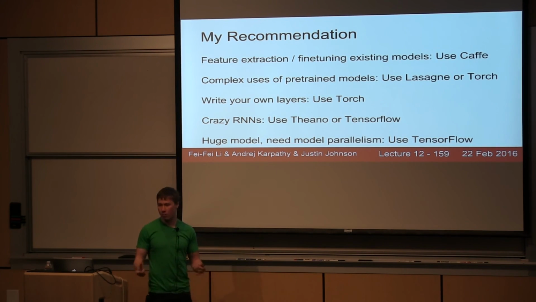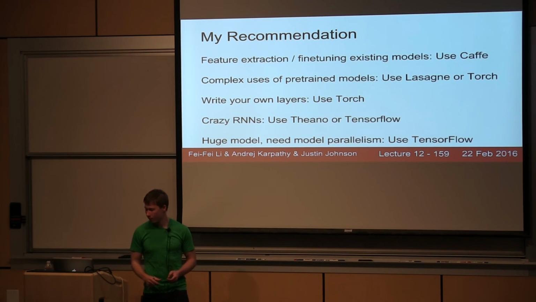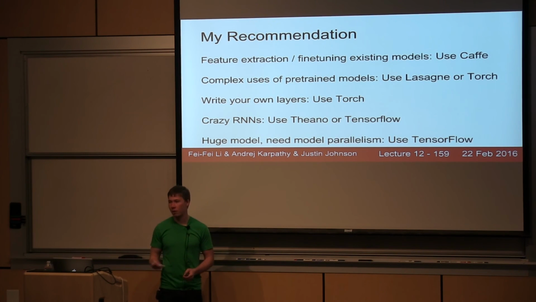If you want to work with pre-trained models, but maybe do weird stuff with them and not just fine tune them, then you might have a better job in Lasagne or Torch, because there it's easier to mess with the structure of pre-trained models. If you really want to write your own layers for whatever reason, and you don't think it can easily fit into these computational graphs, then probably you should use Torch.